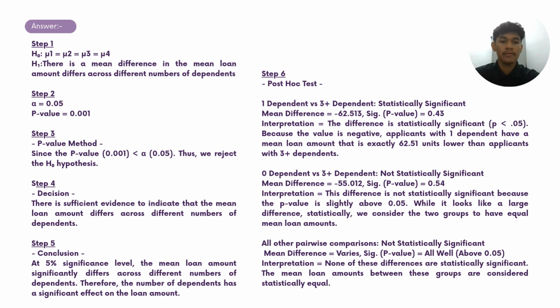In conclusion, the one-way ANOVA shows that loan amount differs according to the number of dependents. Based on the post hoc analysis, the significant difference exists only between applicants with one dependent and those with three or more dependents, while the remaining groups have similar mean loan amounts.